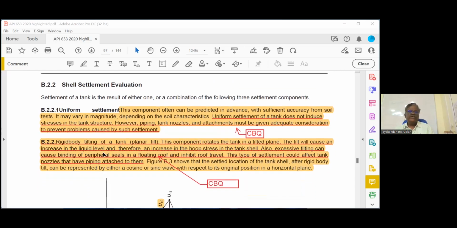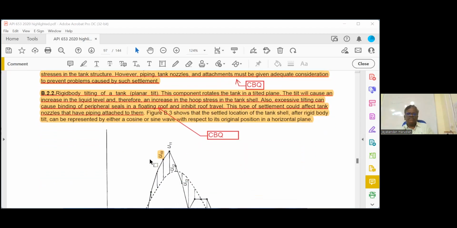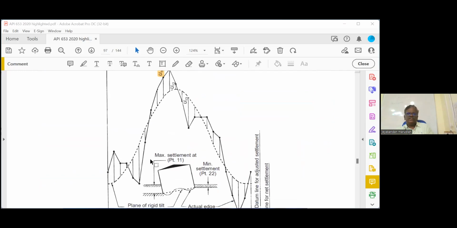Next one, rigid body tilting of a tank. Please write that. There are some words missing in the hard copy. In bracket, it is a planar tilt. Planar tilt means you can see the sketch here. The tank is tilting to one side. It is tilting like this.